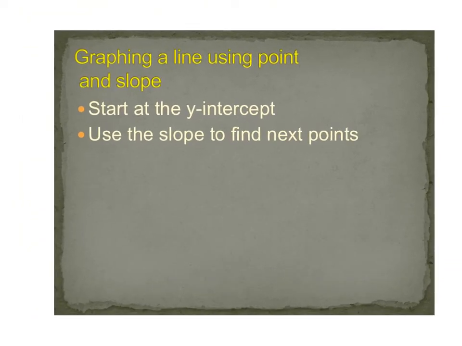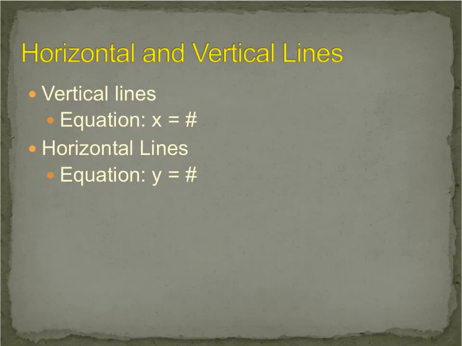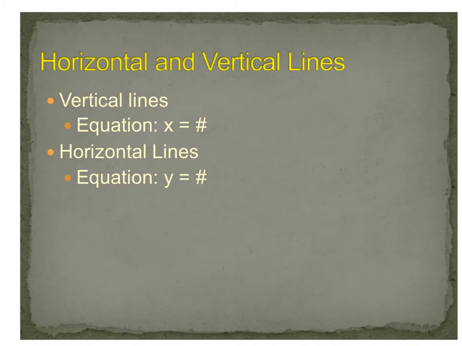Okay. Graph using a line and a point. Use the slope to find the next. We don't worry about that. All right. Vertical lines, horizontal lines. We just talked about this. A vertical line has an equation x equals. There will be a question on your quiz, and it'll say graph and tell me the slope.